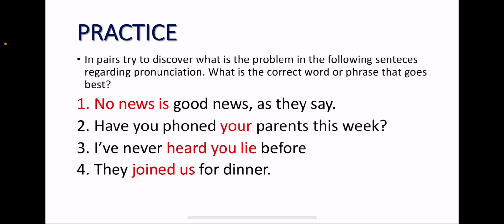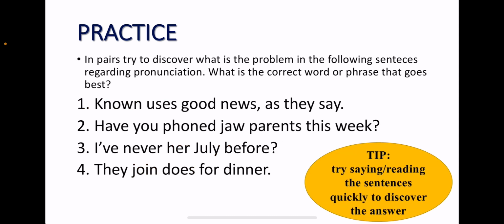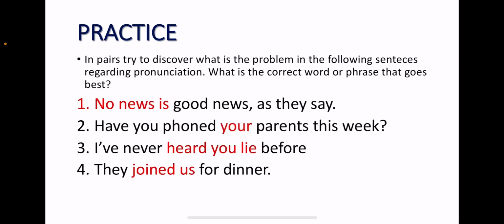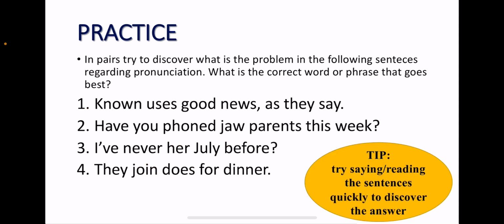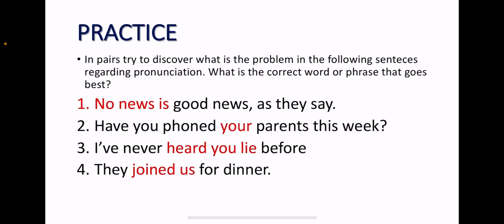Okay, so those are the correct answers. So number 1 should be no news is good news, as they say. It's exactly the same. No news is good news, as they say. The pronunciation is exactly the same. Number 2, have you phoned your parents this week? Not Joe, but your. But because we're speaking very fast, the R kinds of disappear. So we say, have you phoned your parents this week?